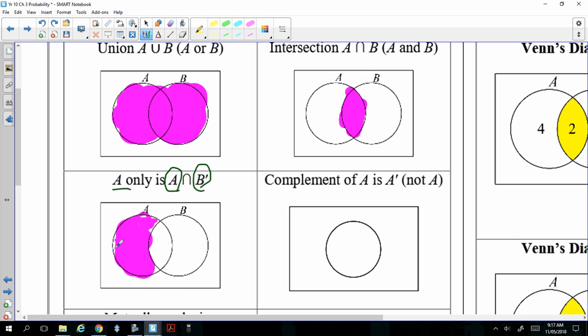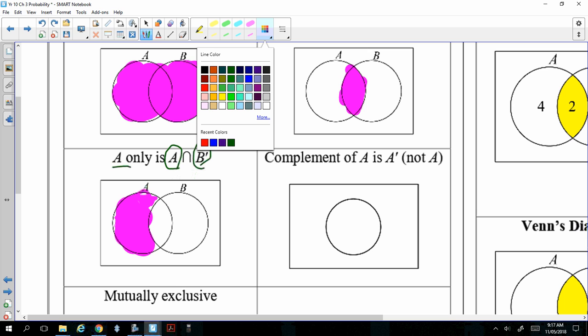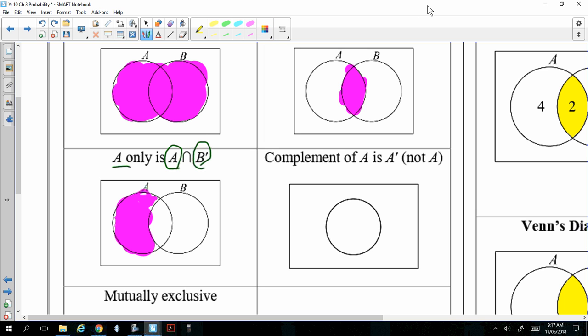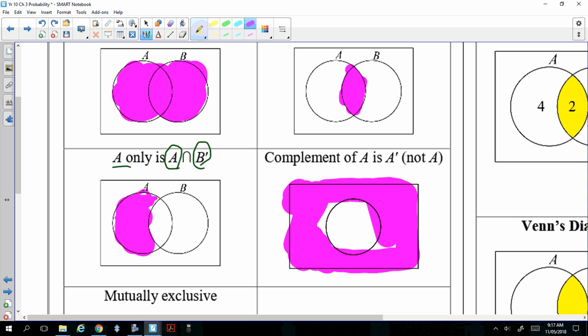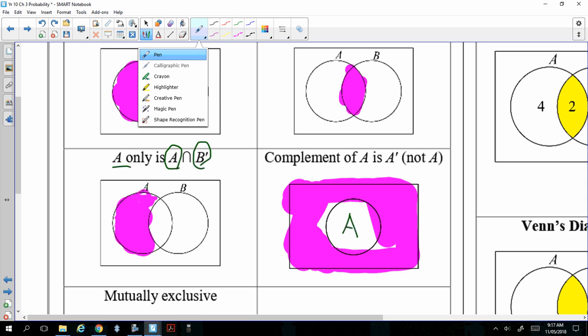Alright, good. Next one, complement of A is not in A. So not in A will be everything outside of A. Everything outside of A. Oh yeah, I forgot to write the letter. Let me write the letter there. I should have written the letter A. That's A. And then go back to the highlighter. Good. Outside of A. Okay?